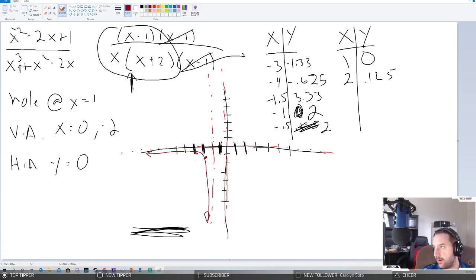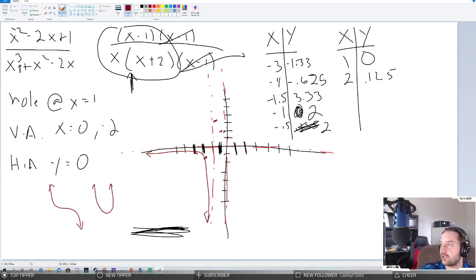Now the middle part. At -1.5, we said it's 3.33. So that's about right there. Then at -1, it was 2. So it's about right there. And then at -0.5, it was also 2. Now, that doesn't give me much. I don't know if it's still going to go down, right? My graph could still do this. I don't know if it's going to do this.